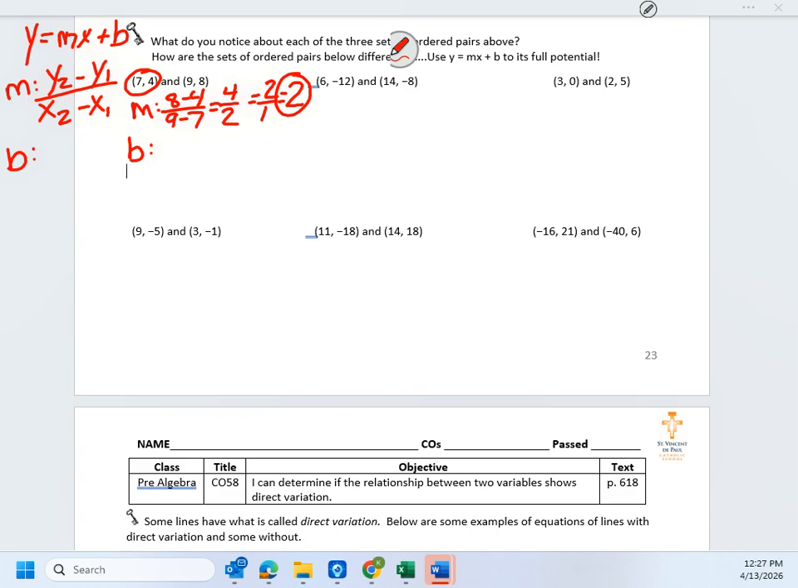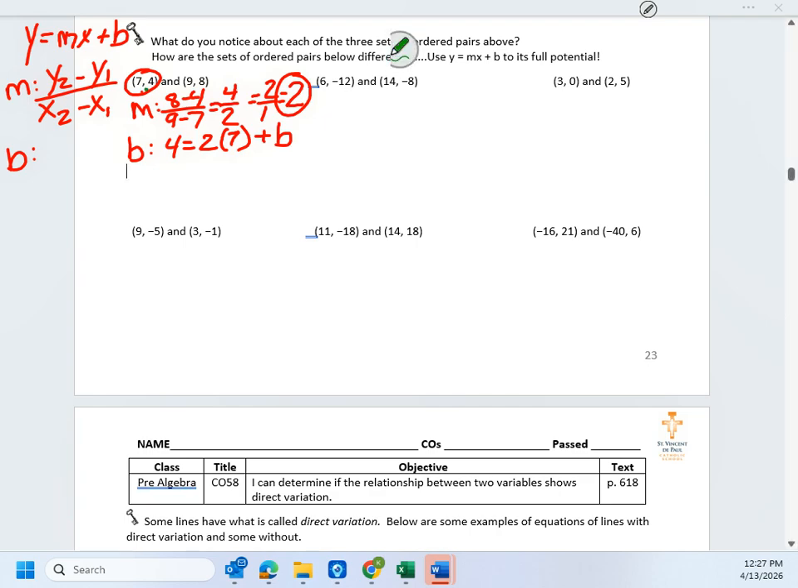It doesn't matter which one we use. Both ordered pairs will give us the same b because they're on the same line. So if I'm using this first ordered pair, what would my equation look like if I'm filling in what I know? Henry? 4 equals 2 times 7 plus b. So notice what Henry did.